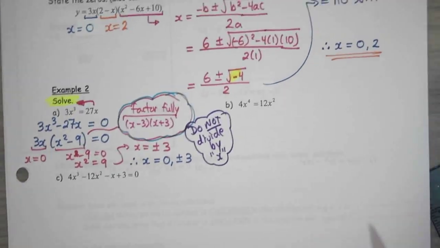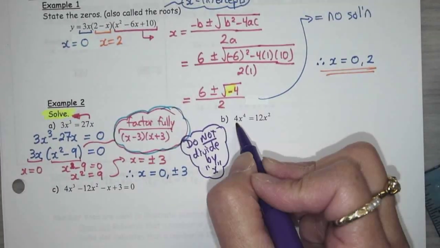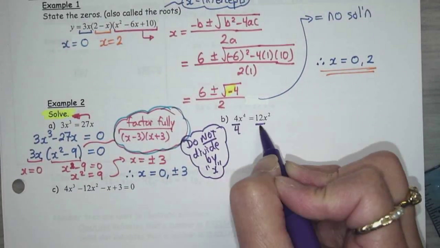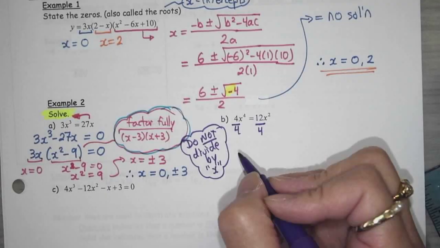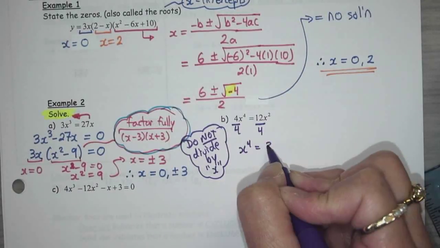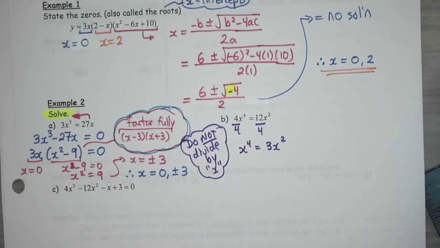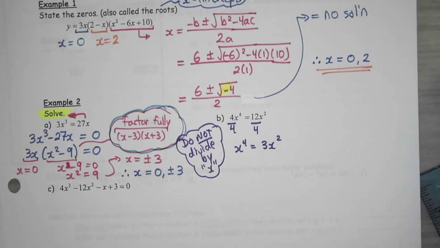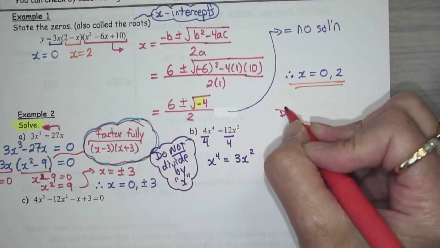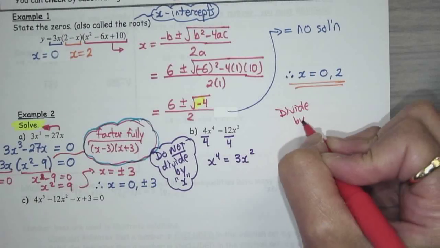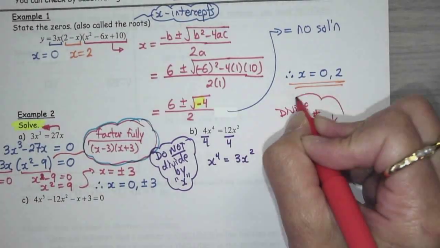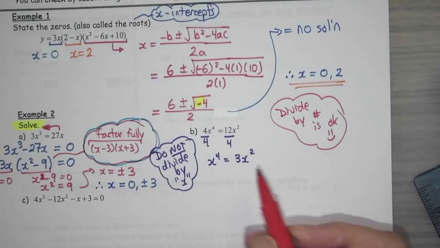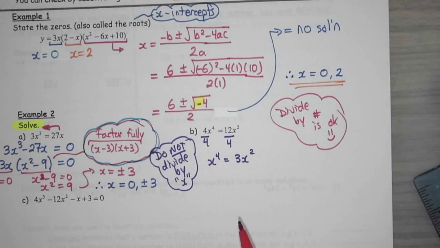Can you divide both sides by 4? Yeah, I can divide both sides by 4. Go for it. Happy day, happy day. Divide by 4. That's not creating a rational. Dividing by a number is okay. I get x to the 4 equals 3x squared. That's fine. You can divide by a number. So I'm going to put that down: divide by a number is okay. That's happy. I'm okay with that. Right? Divide both sides by a number, it's okay.